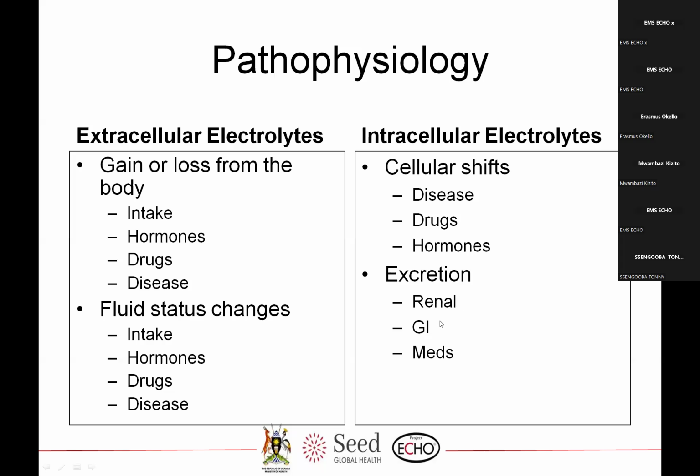But also you can have GIT losses of this, for example, in case of diarrhea and vomiting. And finally, again, medications can alter the excretion or reabsorption of certain electrolytes. For example, if a patient is taking drugs like spironolactone or ACE inhibitors or ARBs like telmisartan, in the case of the patient we had, this can impair the elimination of potassium from the kidney, and that results in an increase in the blood levels.